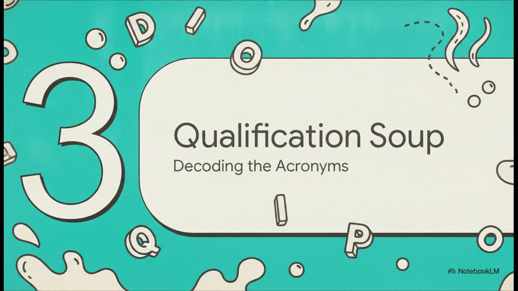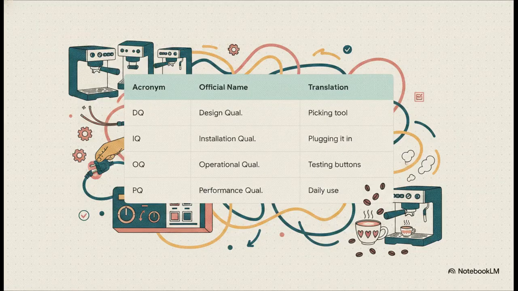All right, moving on to section 3, the qualification alphabet soup. Okay, DQ, IQ, OQ, PQ, it is total acronym overload, right? It can feel super overwhelming, but let's break this down. Imagine we're buying a brand new super fancy espresso machine.